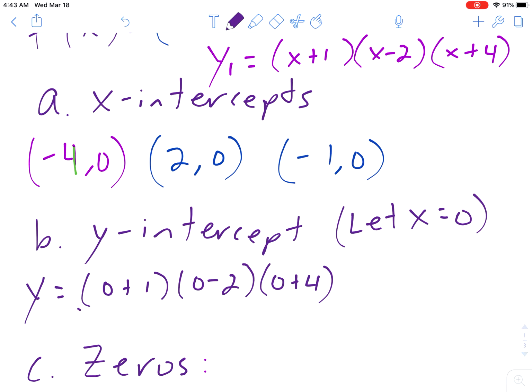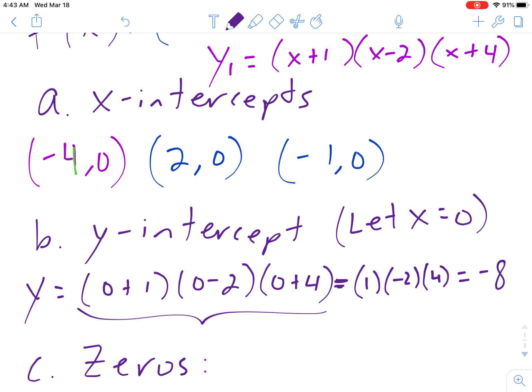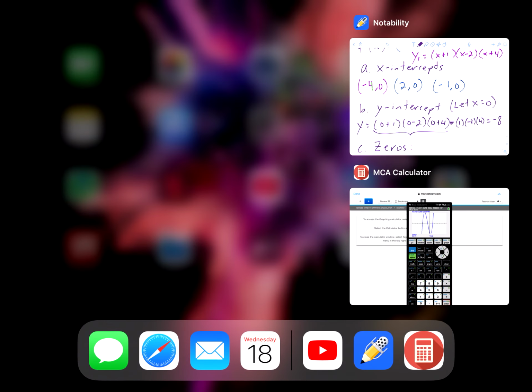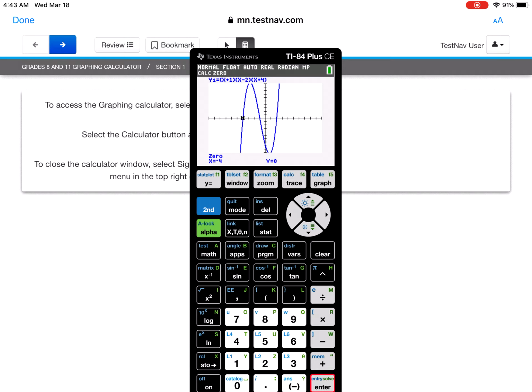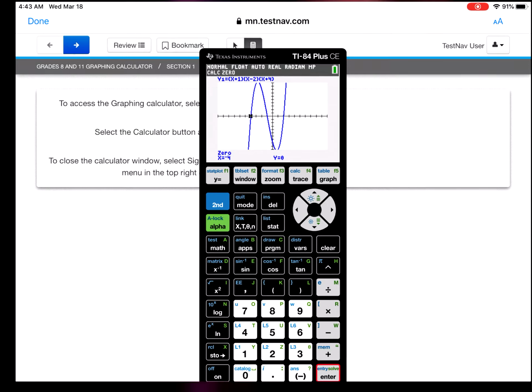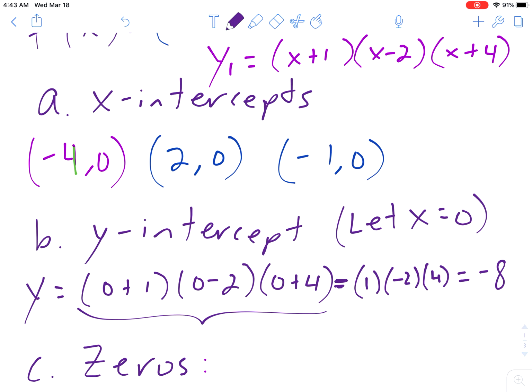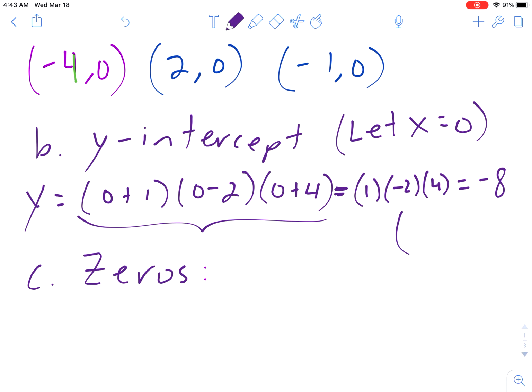You can use a calculator. You can type it in just like it is if you want, or do it in your head. This is going to be a 1 times -2 times 4. So that looks like a -8. And we can kind of get a visual on that on the calculator. Yep, it looks like a -8 on the y-axis. So our y-intercept would be 0, -8.